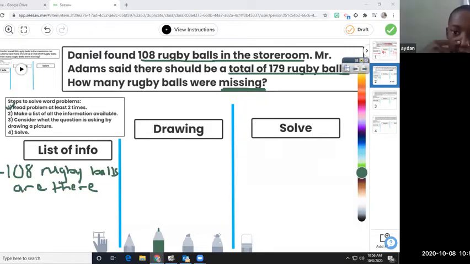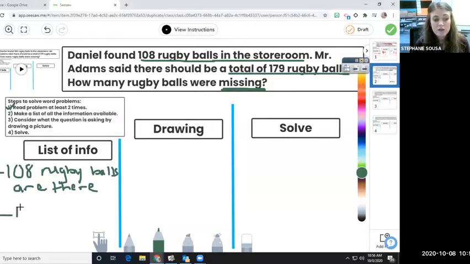Miss Sosa, could I just put the numbers? If you just put the numbers, you won't know whether that's how many are there or how many there are supposed to be. So you'll want to label them. This says there's 108 in the storeroom. To make it shorter, you could put 108 storeroom. But then we have a total of 179, so we put 179 total. This helps us know whether that's the number we start with or the number we're finishing with.